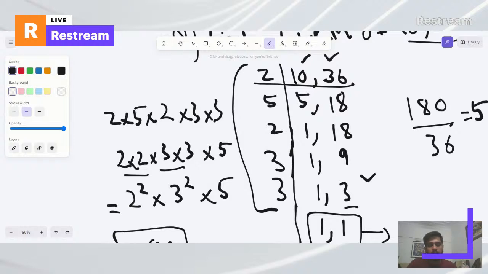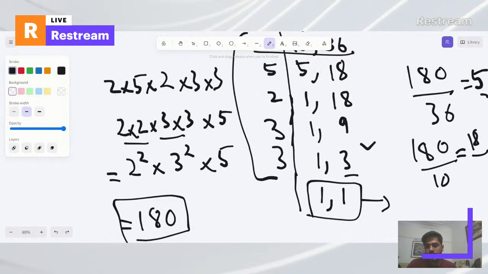Similarly, if we divide 180 by 10, we get 18, right? So in either case, we get whole-number answers. So this is our answer for the least common multiple. It is the first number that comes up when we talk about both 10 and 36 being divisible by that number. There might be multiple other numbers, but the smallest, the first number that comes to mind, is 180.